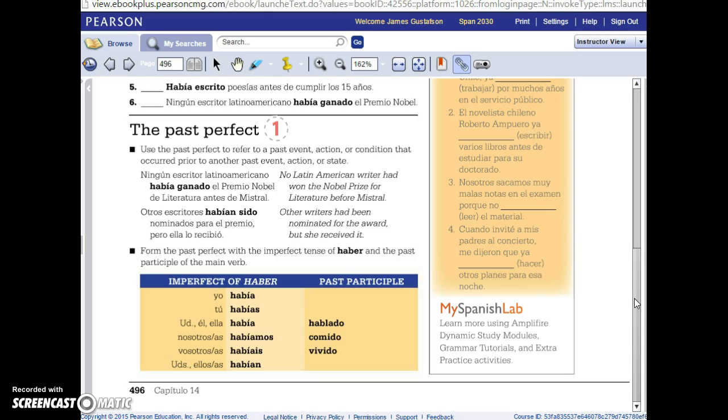Now the past participle is fairly easy to form, although there are some irregulars. Don't forget there are some irregular past participles. For example, hacer, the past participle is hecho. Decir, dicho. Abrir, abierto. And there are other irregular past participles. You may want to go back to page 360 in chapter 10. Chapter 10 is where the past participle is explained, how it's formed and what it's used for. So you may want to go back to chapter 10 and review the past participle if you've forgotten that, because that's a key part of this verb tense, the past perfect.